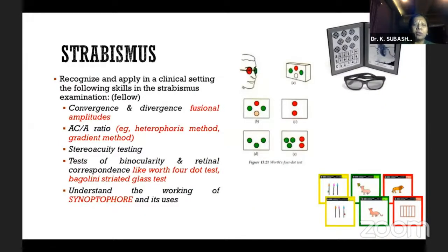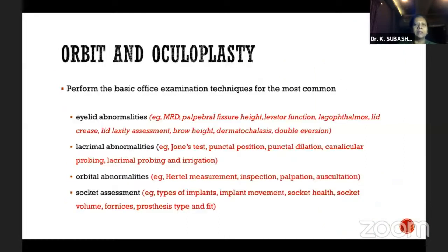These are more for the fellows in pediatric ophthalmology: to measure the fusional amplitudes, AC/A ratio, the stereo acuity testing, and tests of binocularity and retinal correspondence, and then understand the working of the synoptophore and its uses.